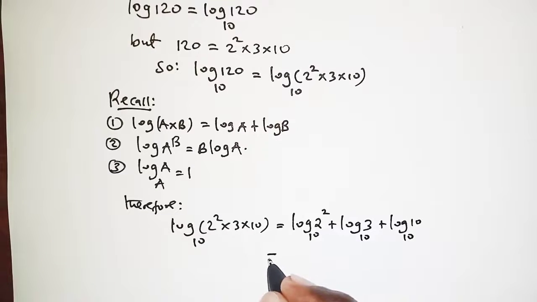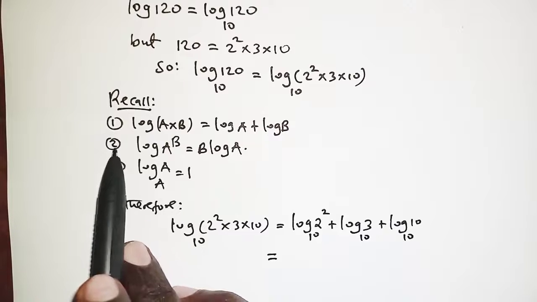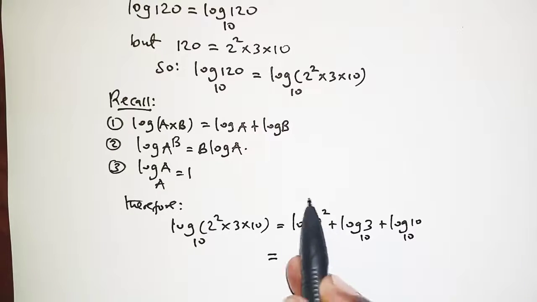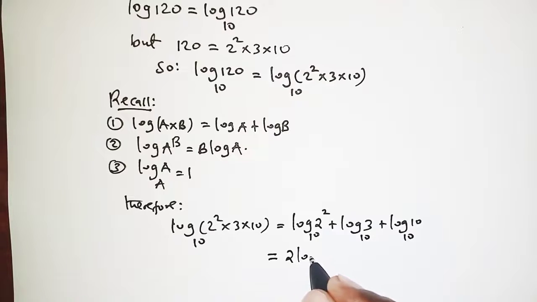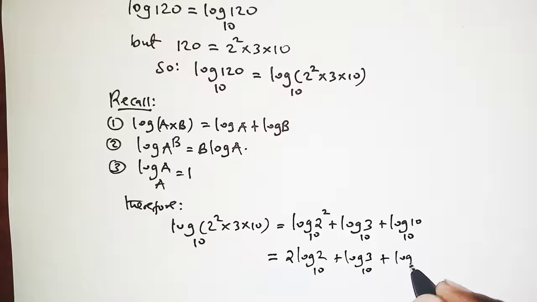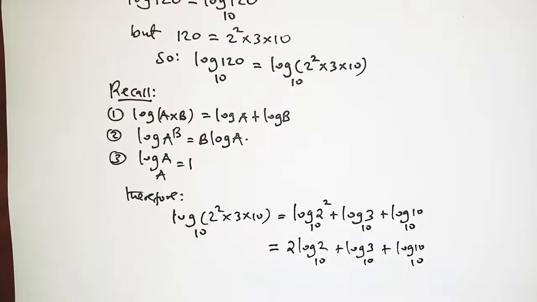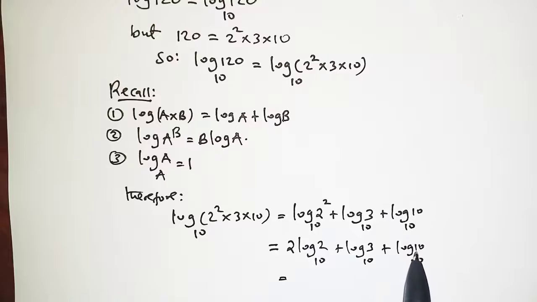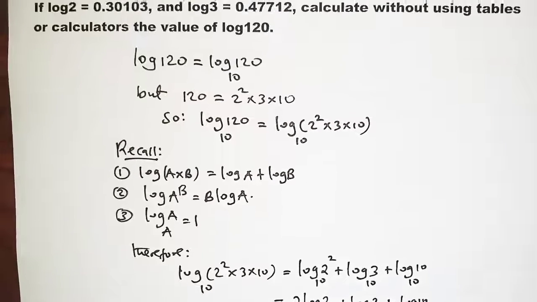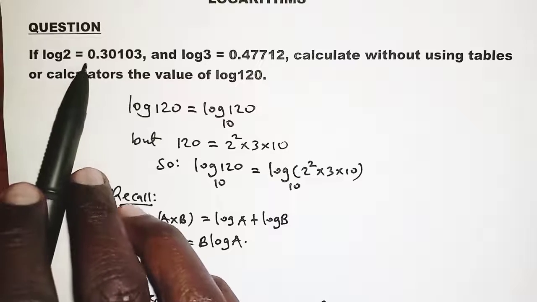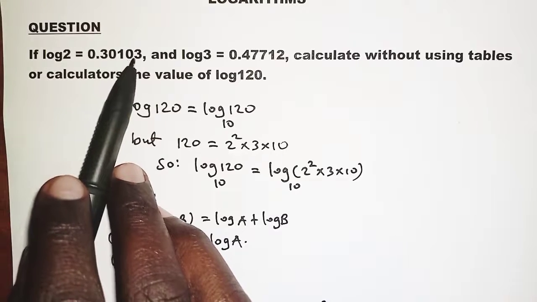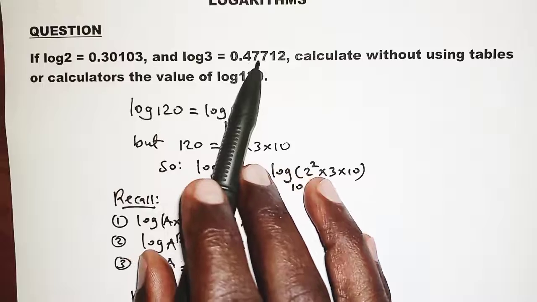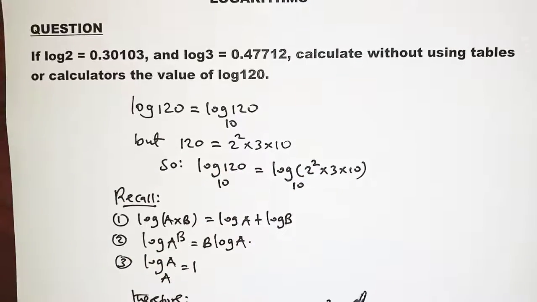So this will be equivalent to, so we apply the second law right here on this first part. So 2 comes and multiplies logarithm of 2 to base 10 plus logarithm of 3 to base 10 plus logarithm of 10 to base 10. So finally, we have logarithm of 2, logarithm of 3, and logarithm of 10. So already in the question, we are given logarithm of 2 is equal to 0.30103 and logarithm of 3 is 0.47712. So we are going to substitute.